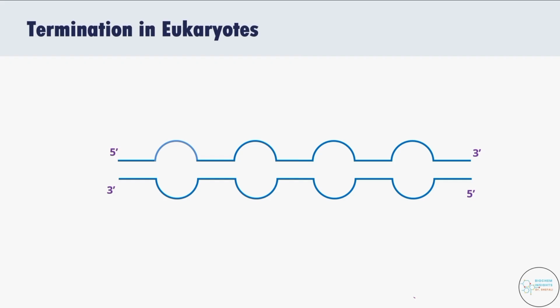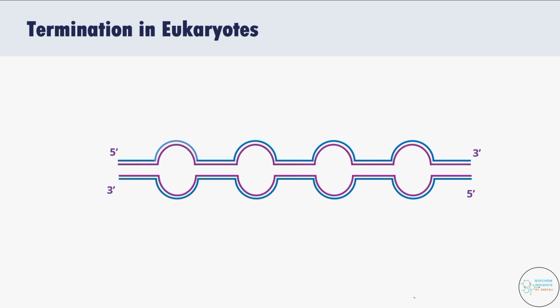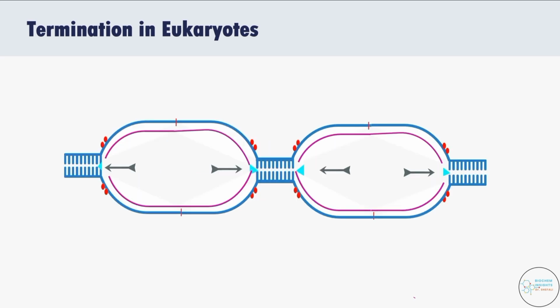As replication in eukaryotes occurs in several replication bubbles simultaneously, the termination involves merging of two adjacent replication forks. Let us see how. At the two adjacent replication forks, the replisome, that is helicase and polymerase, dissociates, and the leading strand of one replication bubble eventually connects with the lagging strand of another bubble, and this is how termination occurs in eukaryotes. So this is all about DNA replication.